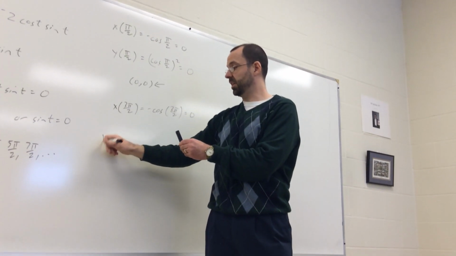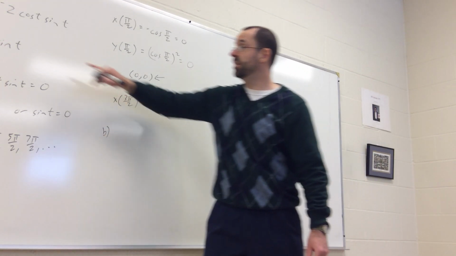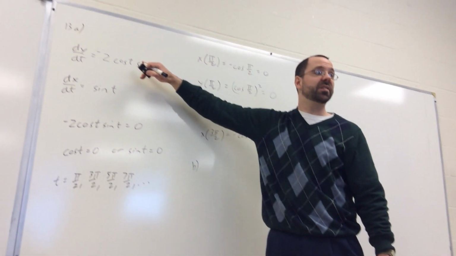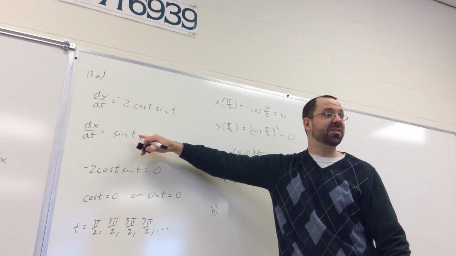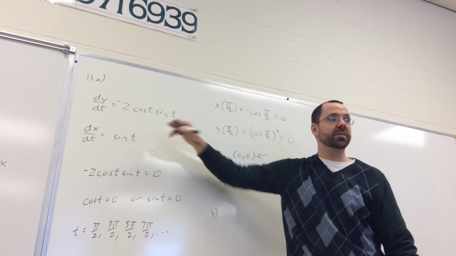Okay, so now for part B, we're looking at vertical tangents. Vertical tangents happen when dx/dt is 0, but dy/dt is not 0. But whenever dx/dt is 0, dy/dt is going to be 0. So there are no vertical tangents.